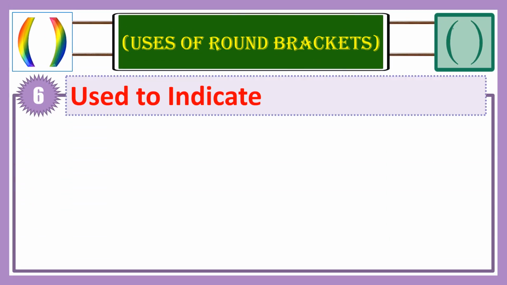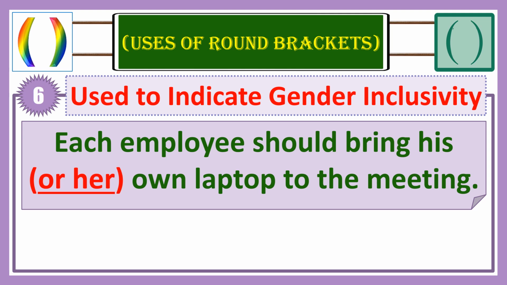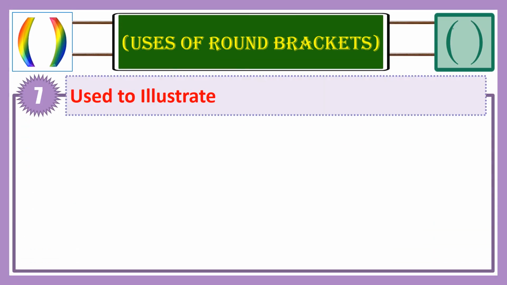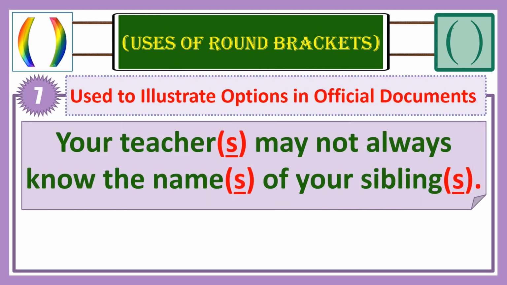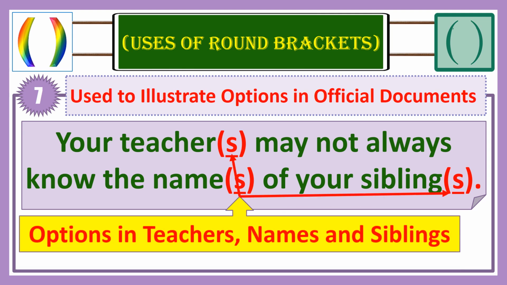Sixth, to indicate gender inclusivity. Consider this example. Here, the enclosed information, or her, indicates gender inclusivity, both male and female. Seventh, to illustrate options in official documents. Consider this example. Here, the enclosed information illustrates options in teachers' names and siblings.